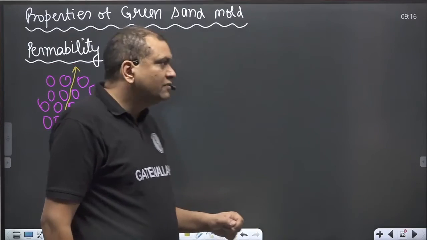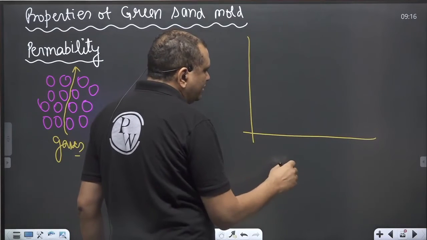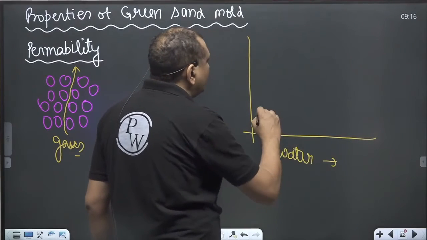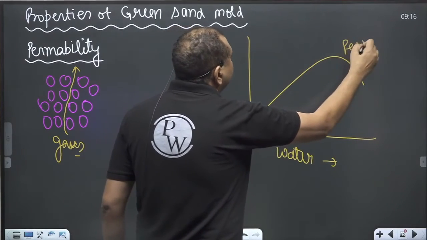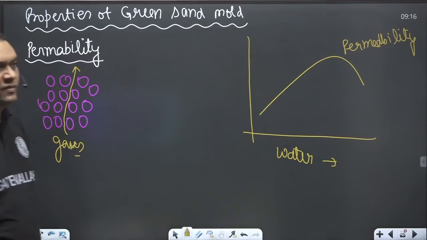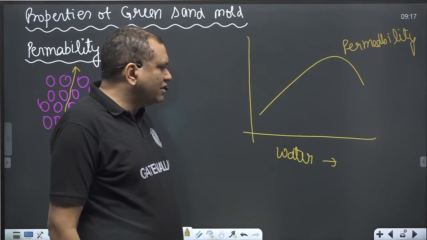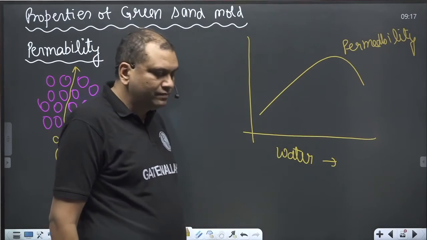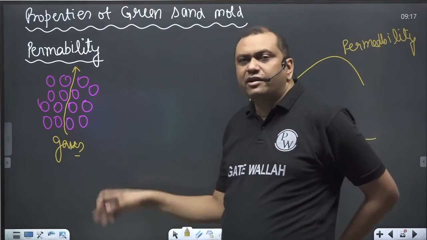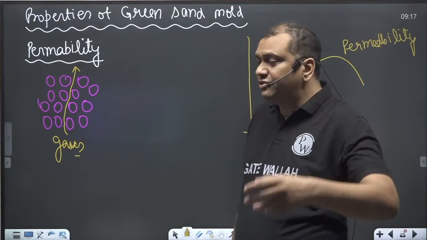And if you draw a curve between permeability and water content, by increasing the water content, permeability increases. You know why? Because this sand will be a heterogeneous mixture. Please hear very carefully.